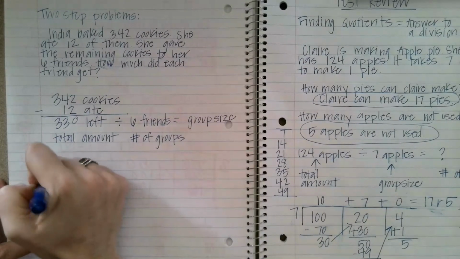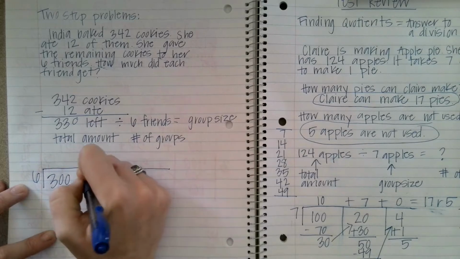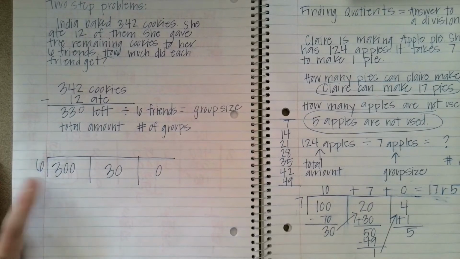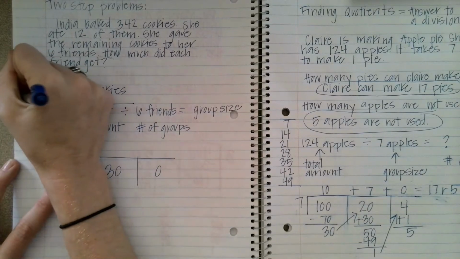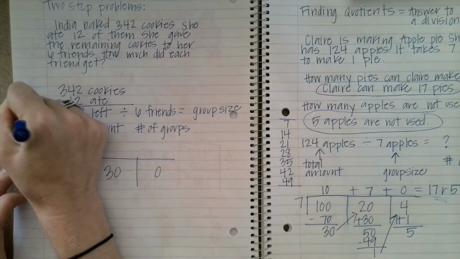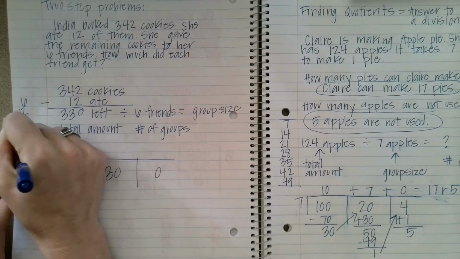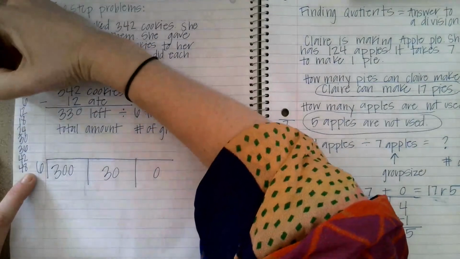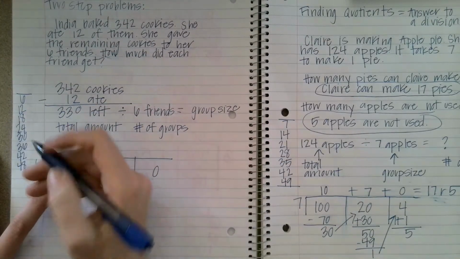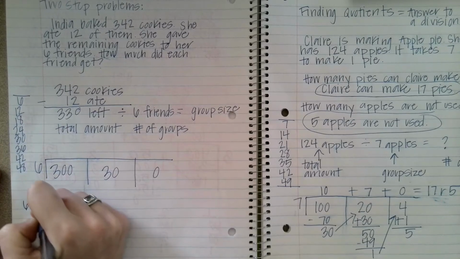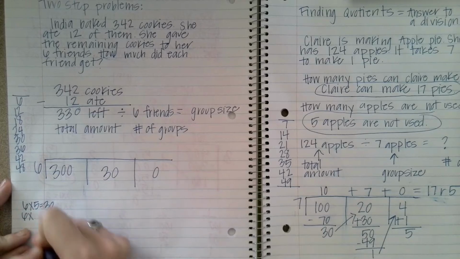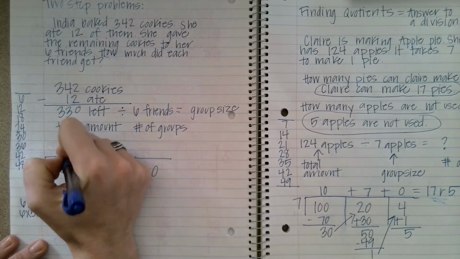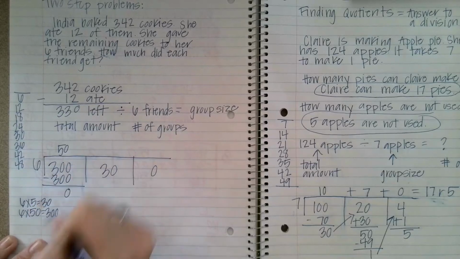So let's do it. 6 divided into 330 and we're just going to put 0 there. Okay, I'm going to see how many times 6 goes into 3. Let me write my 6s back. 6, 12, 18, 24, 30, 36, 42, 48. Okay, I see that 6 does not go into 3, but 6 does go into 30 5 times. So if 6 times 5 is 30, 6 times 50 must equal 300. So I'm going to put 50 up here, and 300 here, and I'm going to subtract, and I get 0.